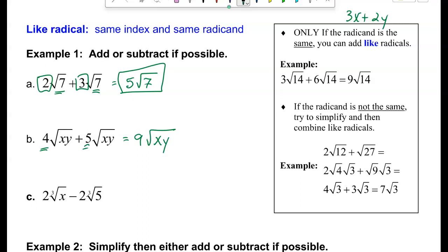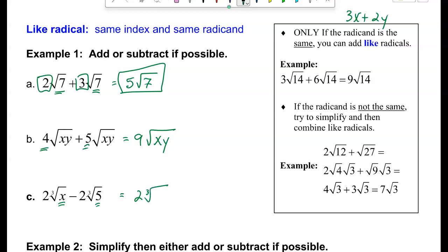I get 2 times the cubic root of x minus 2 times the cubic root of 5. Can I simplify either one more? No. Always ask yourself, can I simplify more? And the answer is no. So are they alike? No. These two are not the same, so I can't do anything. So guess what your answer would be?